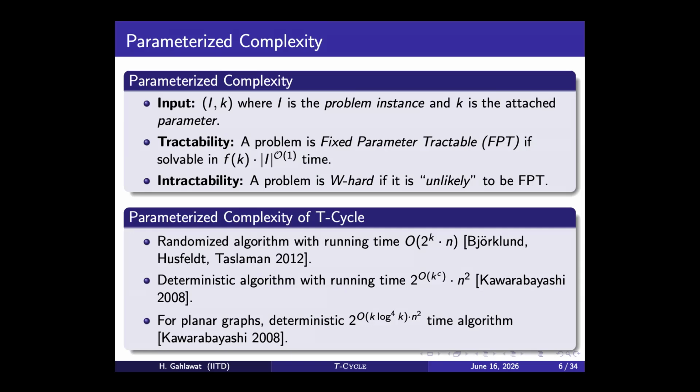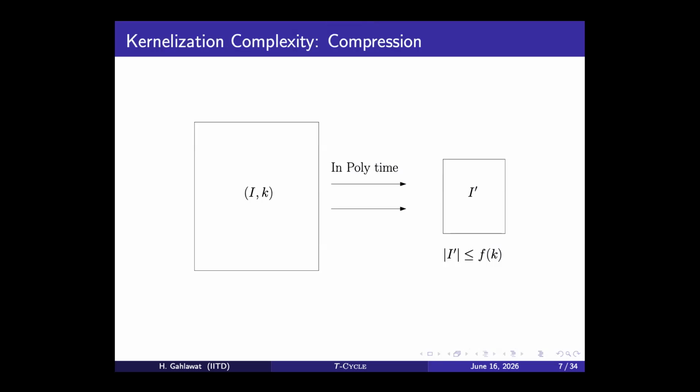Okay, sorry. So another notion that we are interested in for this particular problem is the kernelization complexity. There is a notion of compression where you are given a parameterized instance, I and k. And what you want to do in polynomial time, you want to compress it to an equivalent instance, which is smaller. And the notion of smaller here is captured by that whatever you reduce to, its size should be upper bounded by some function of k.